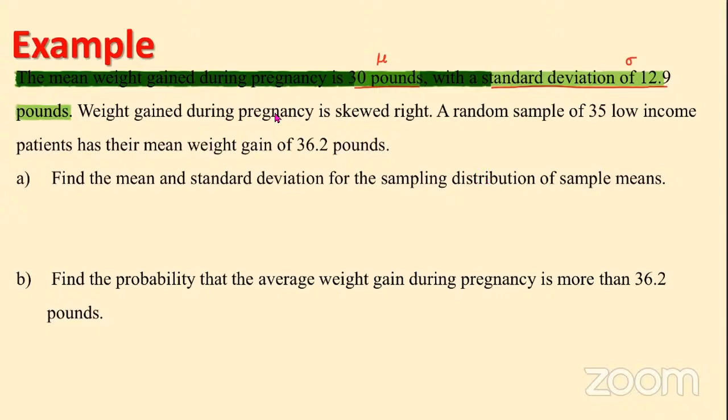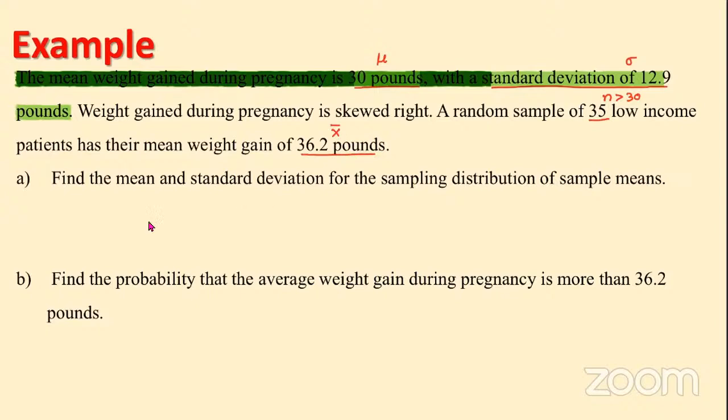They have one piece of information given here: weight gain during the pregnancy is skewed right. But what we know is, whether the data or population is skewed left or skewed right or normal, if the sample size is more than 30, here it is 35, the sampling distribution will be normal. So you can see a random sample of 35 low income. So 35 is the sample size, which is greater than 30. So here we have n greater than 30, which is 35 in this case. They have their mean, that is the sample mean. So mean weight gain is 36.2 pounds.